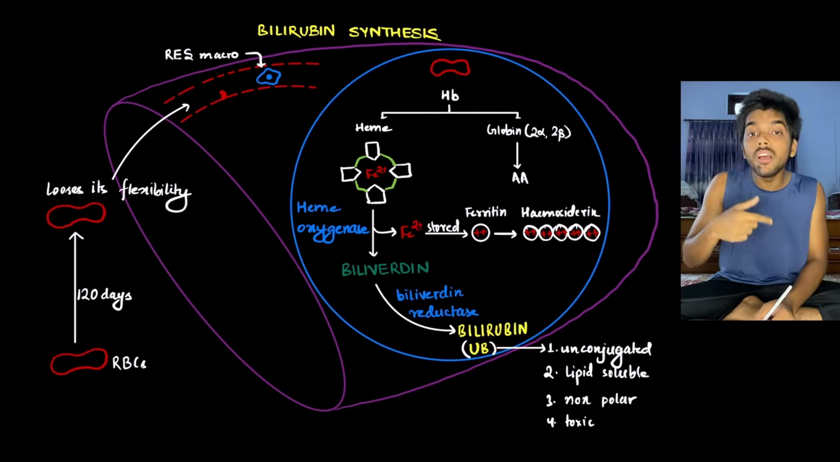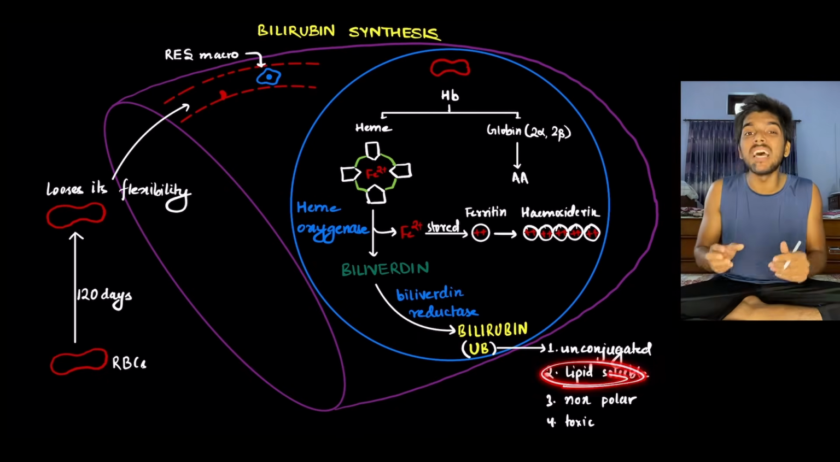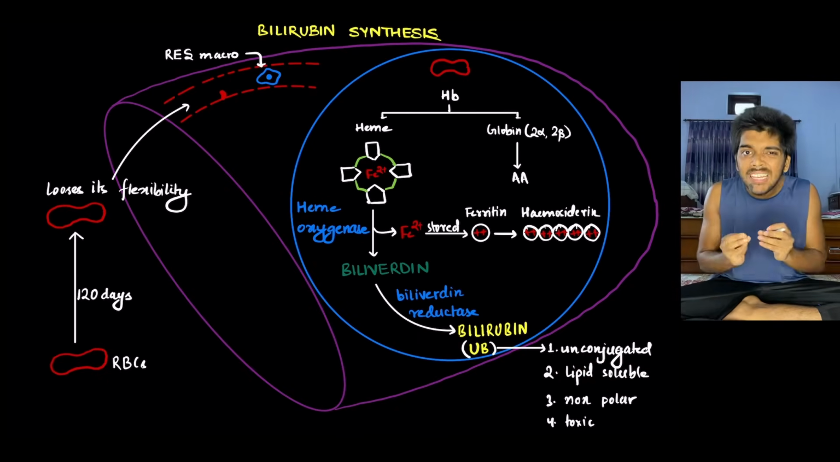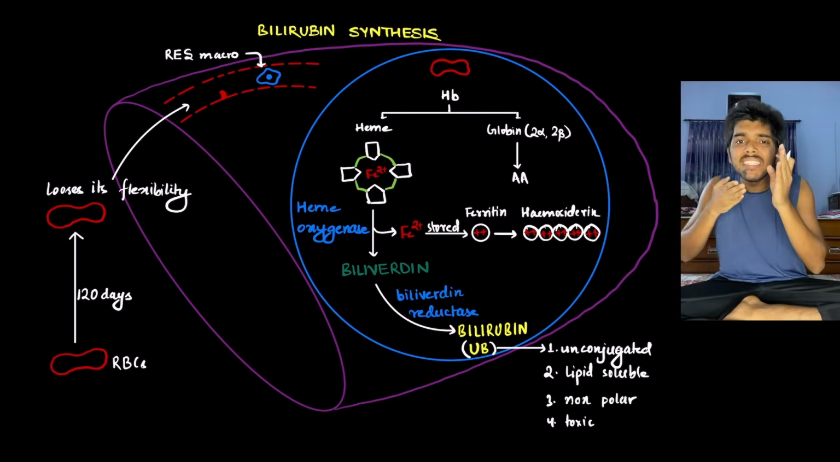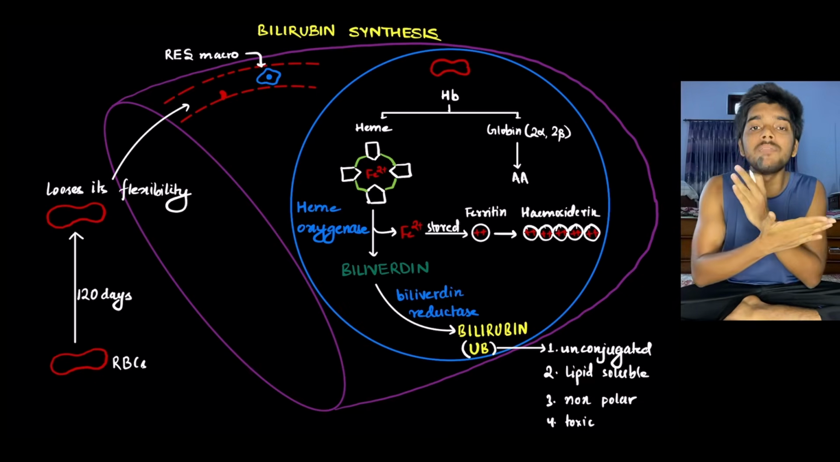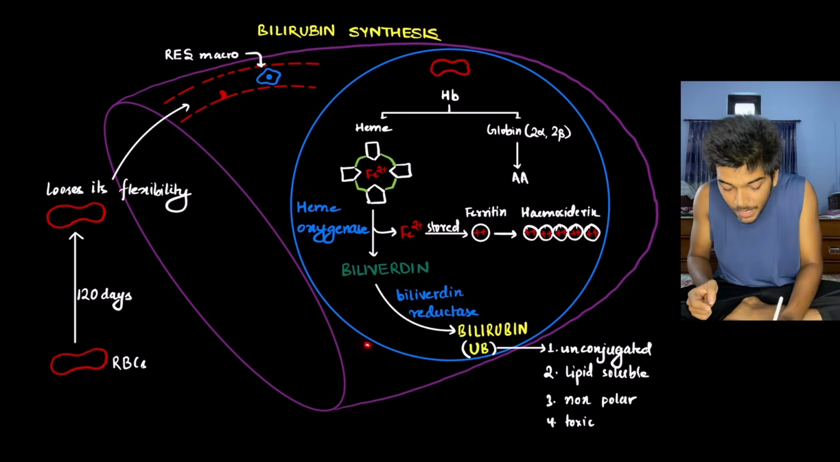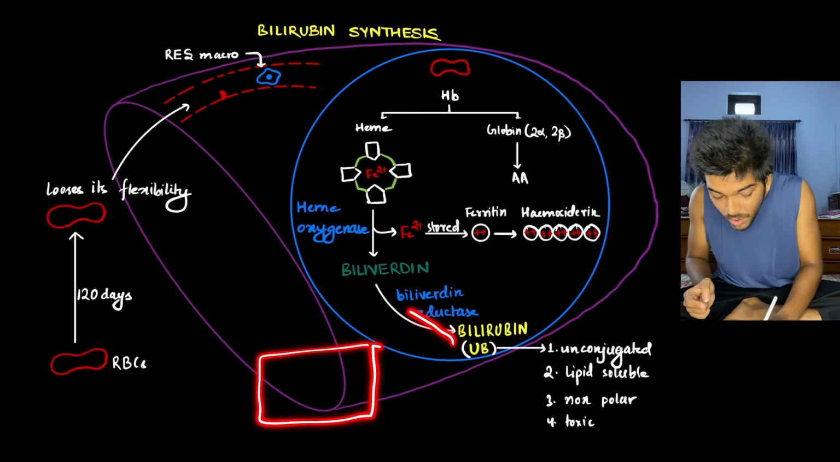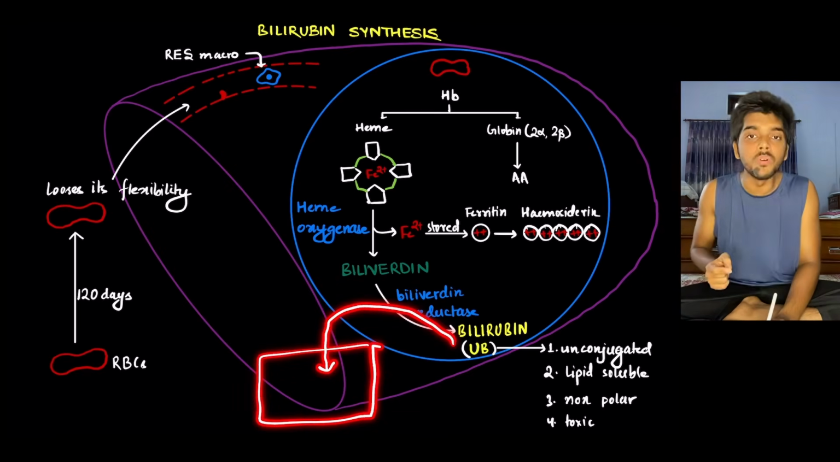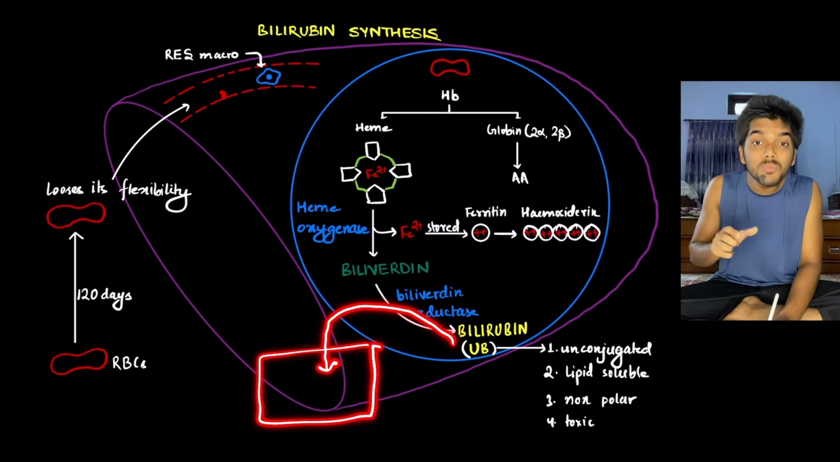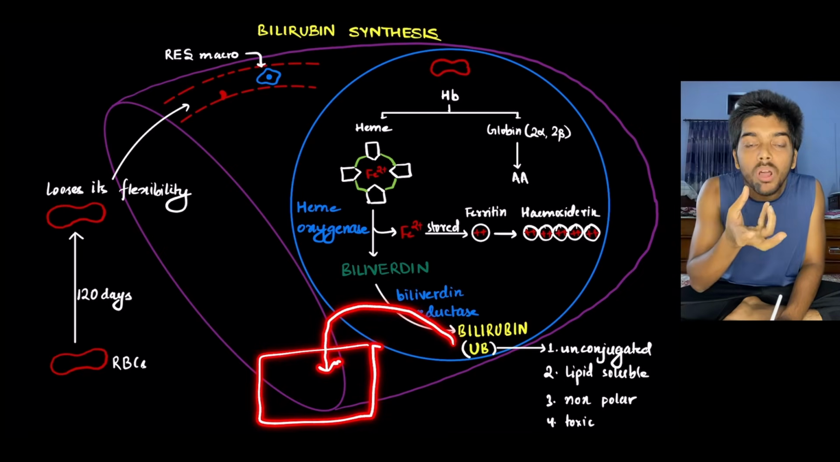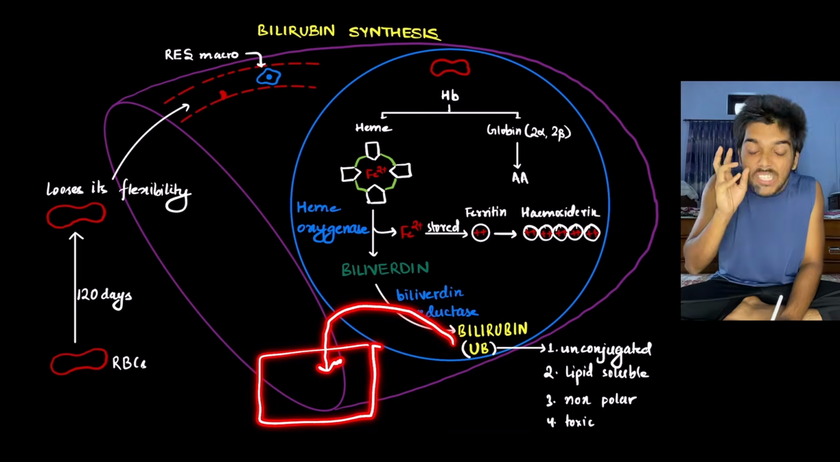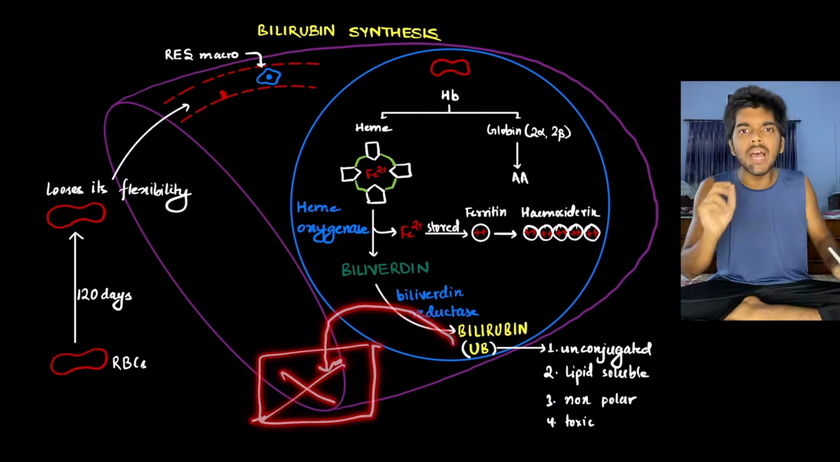Since it is unconjugated, it is lipid soluble, that is, it loves lipid. And lipid soluble substances can easily cross through the plasma membrane of the cell. So since bilirubin is lipid soluble, it will cross through the plasma membrane of the tissue. But this bilirubin is a waste end product. It is toxic, so it will destroy the tissue as well.